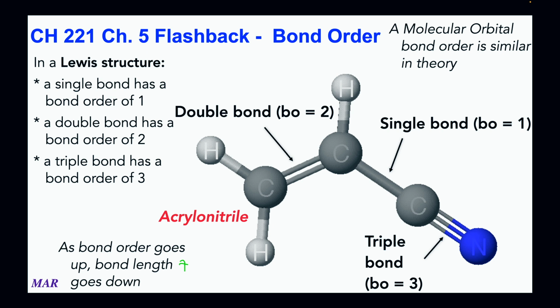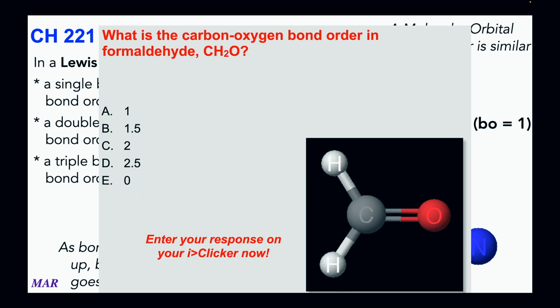So when we talk about bond order, all right, just remember this. A double bond is 2 bonds, and that's actually smaller than a single bond, but a triple bond, bond order 3, would be even smaller than a double bond. This is a question we saw last quarter too. It says, what's the carbon-oxygen bond order in formaldehyde, this structure right there?